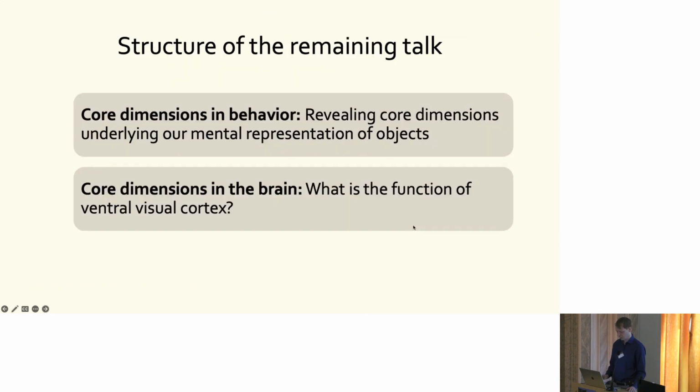Okay, so this is addressing one of the challenges that I've mentioned. Now, coming to the structure of the remaining talk, I want to talk a little bit about the core dimensions in behavior. This is making use of the data that we've collected to reveal the core dimensions underlying our mental representation of objects. And then in the second part, I want to talk a bit more about core dimensions in the brain, and coming to the question that I was starting to raise earlier: what is actually the function of ventral vision?